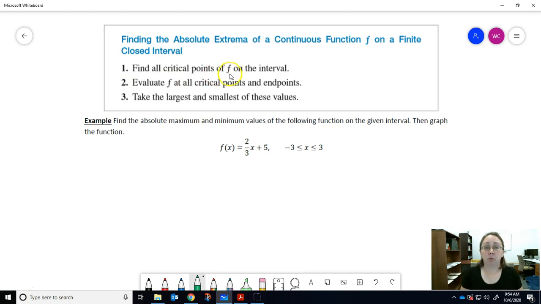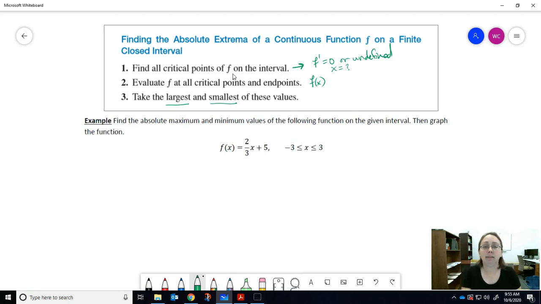Number 1, find all critical points of f. So remember, critical points means find your derivative, and find where your derivative equals 0 or is undefined. So find all of those points. Number 2, evaluate your function f at all critical points and the endpoints. So you're going to take every single x value you got from number 1, and also your endpoints, and plug each of them into your function. Take the largest and smallest of these values. That's all you're doing. You're finding all the extreme values, and then you're looking for which one's the biggest and which one's the smallest. So let's try an example.